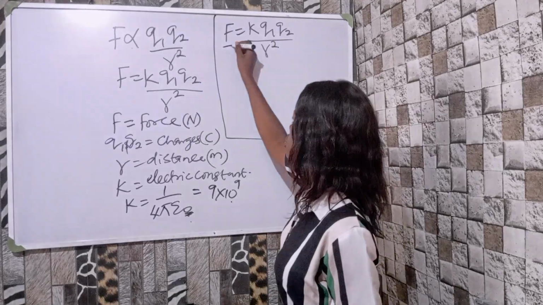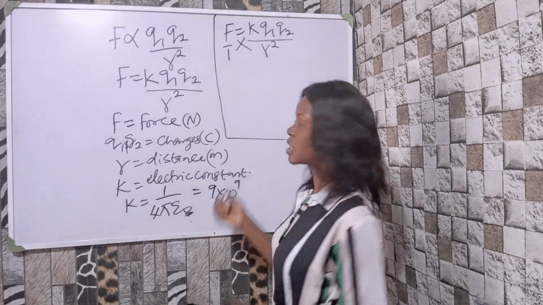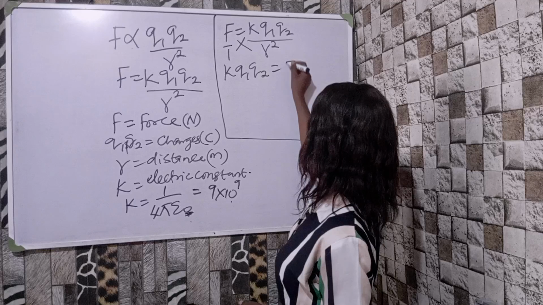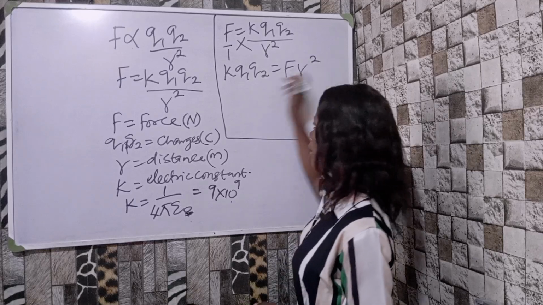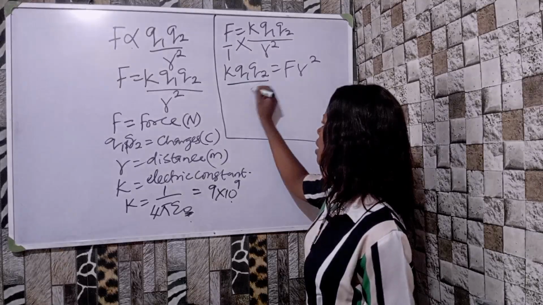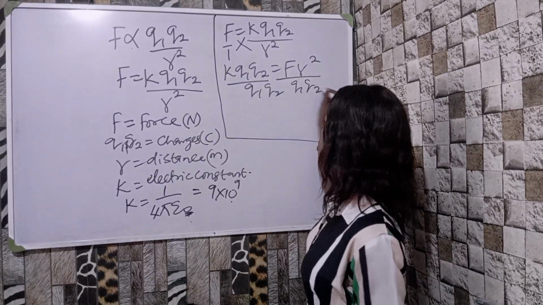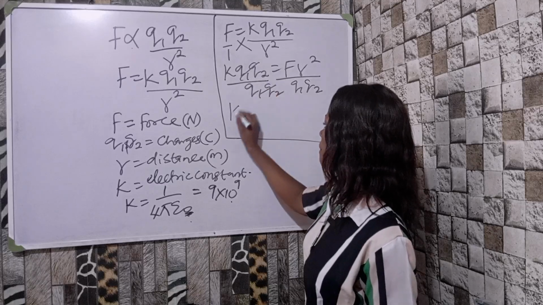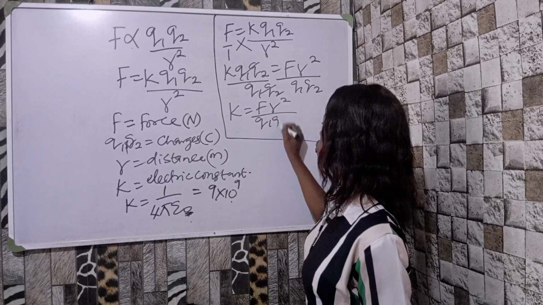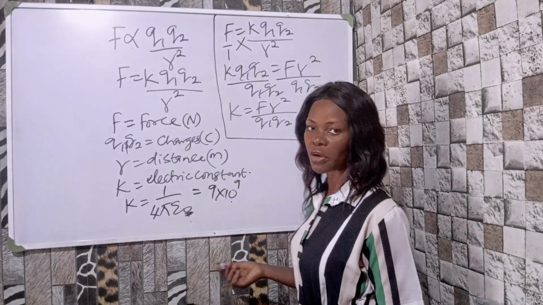We are going to say this is over 1, cross multiply, because I want to make K the subject. So we say K Q1 Q2 is equal to F R squared. I'm going to divide both sides by Q1 Q2. So I have Q1 Q2 over Q1 Q2. When I cancel, my K is equal to F R squared over Q1 Q2. So we can generate the unit of K.